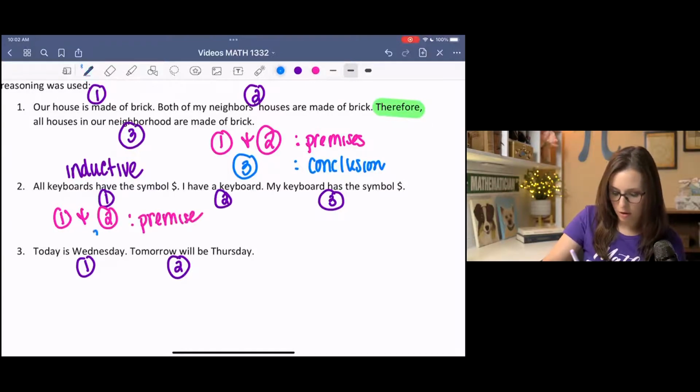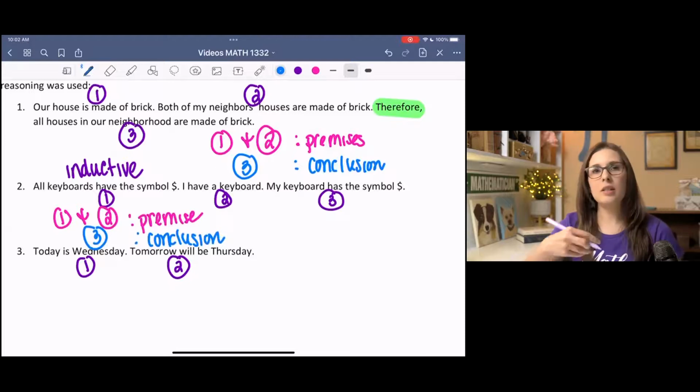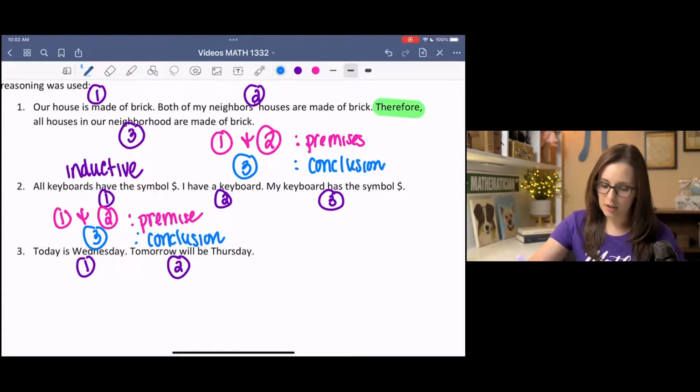And then the third statement is going to be that conclusion. And since the conclusion is just based on general facts, this is going to be deductive reasoning.